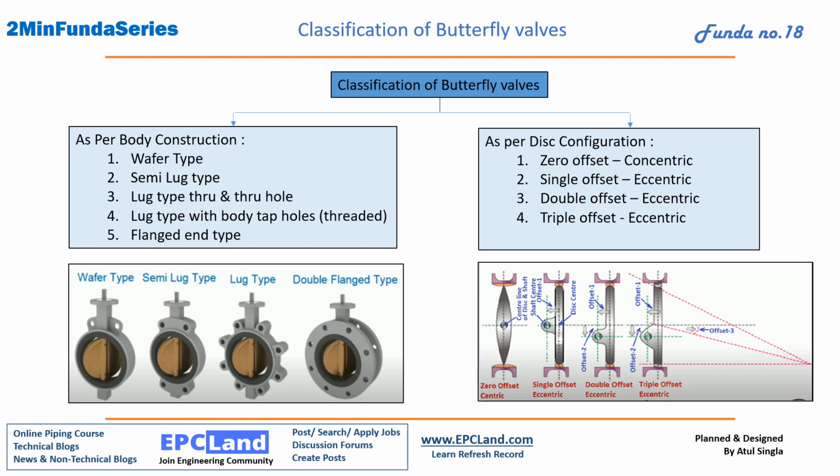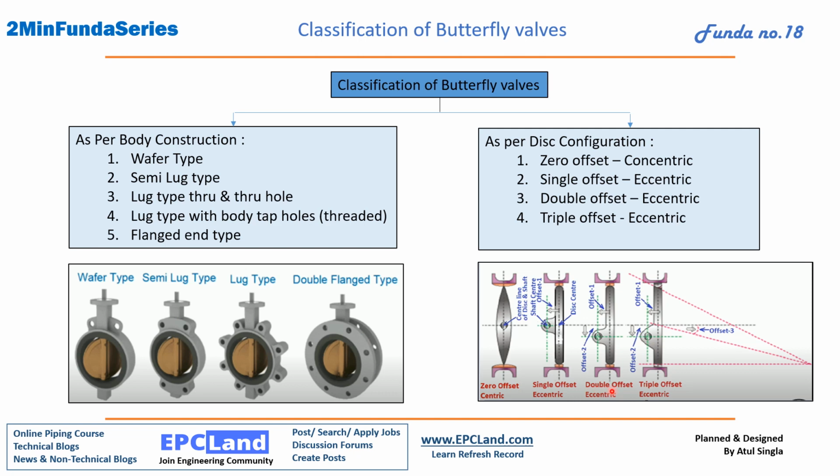This is a very important section where we are categorizing based on disc configuration. If you see here, zero offset configuration, single offset configuration. Why is it zero offset? Because the center line of disc and shaft is at the same point, so there is no offset. So we call it concentric type butterfly valve. Here, if you see, this point is not at center, that means we are offsetting it by some distance. This is the offset distance from the shaft. That's why we are calling it single offset eccentric valve.